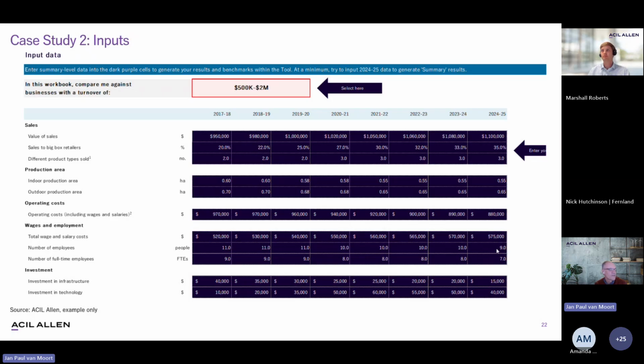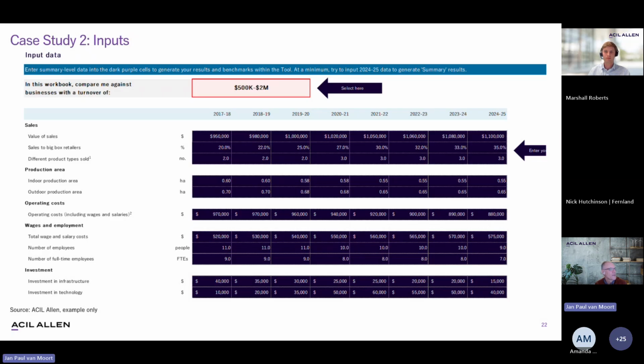9 employees. You can see if you look at that one, that the employee numbers have come down a bit, but FTEs again have come down, and they're investing less in infrastructure than they have in past years, but they have invested a bit more into technology as they've moved forward.